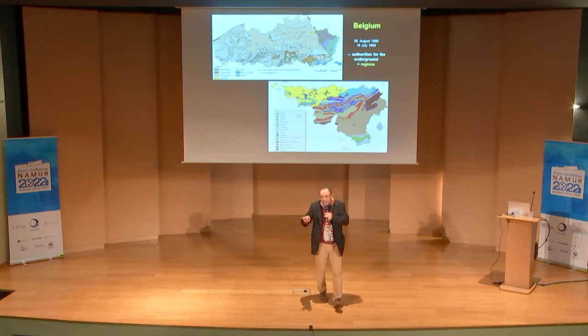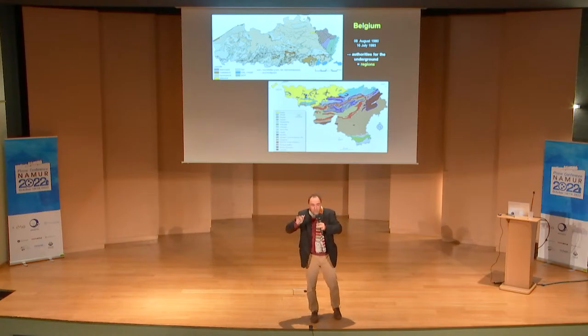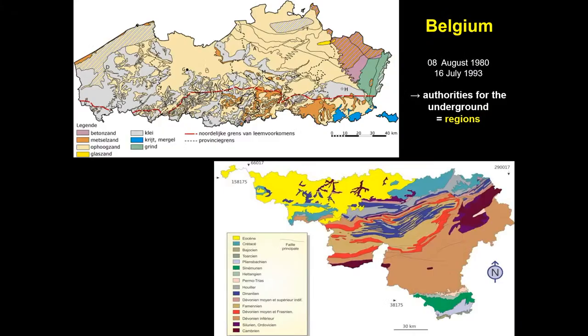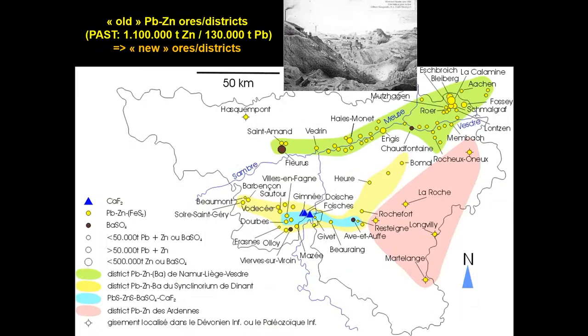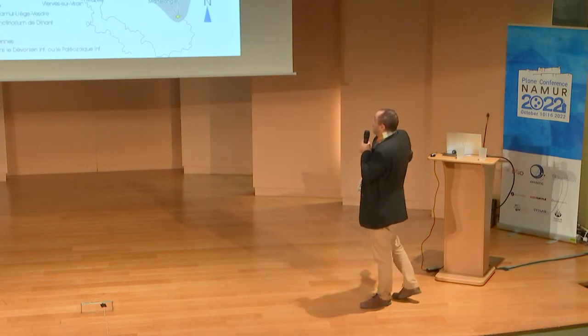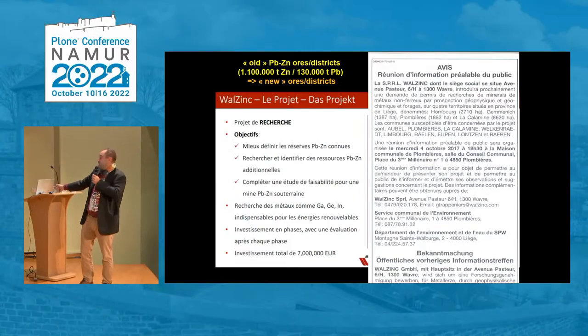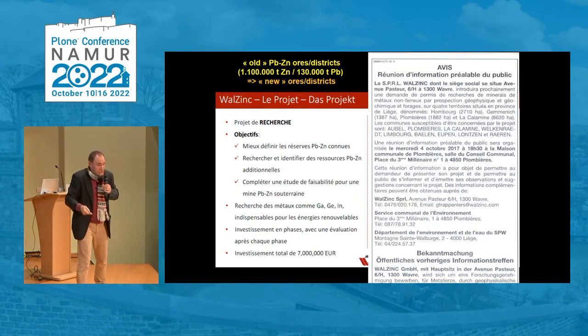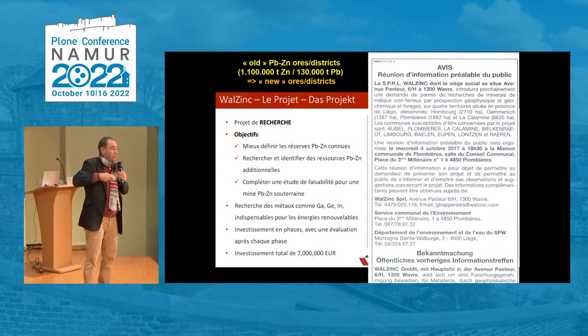Belgium is very complicated for non-Belgians because this is a country with a lot of regions, 3 regions, Wallonia and Flanders. And in Wallonia, you have a lot of potential resources. This is an old district of lead and zinc, producing a lot of zinc and a lot of lead in the past. So we can suggest this. What about a prospection in this old district?